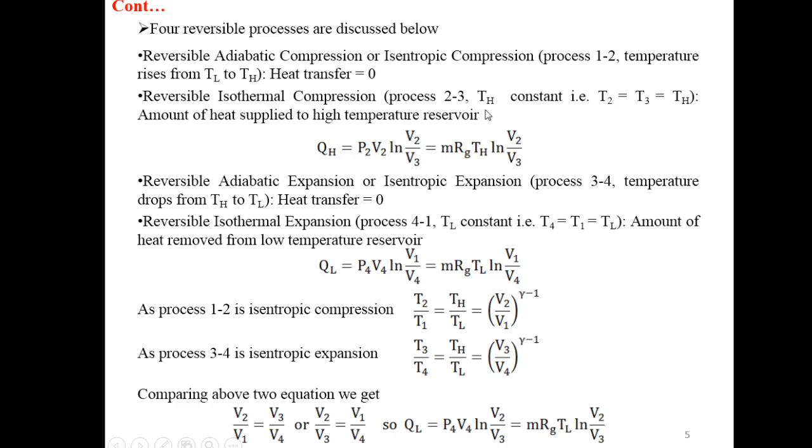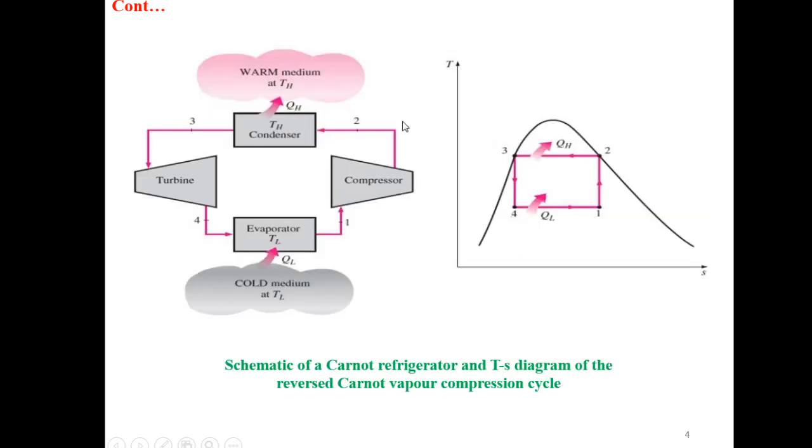Next process is reversible isothermal compression, that is process 2-3. TH is constant, that is temperature is constant, T2 equal to T3 equal to TH. You can see point number 2 will enter the condenser, and surrounding the condenser there is a warm medium at temperature TH. So when this refrigerant enters the condenser, it will lose its heat to the warm medium at TH, and it will become point number 3, which is saturated liquid refrigerant. So here the refrigerant is losing its latent heat of condensation to the warm medium at TH.